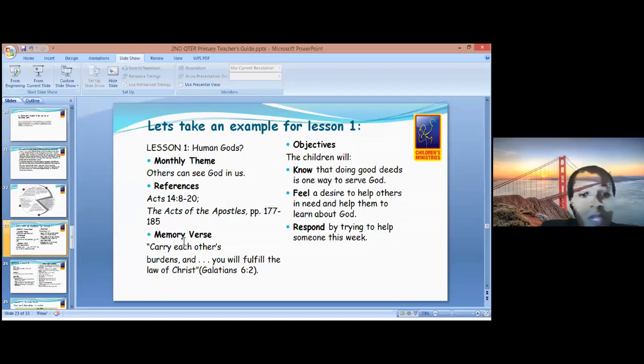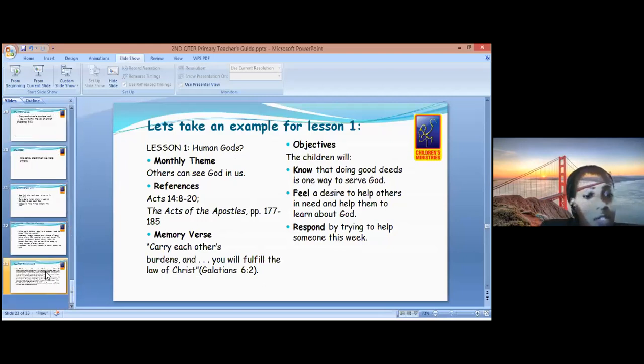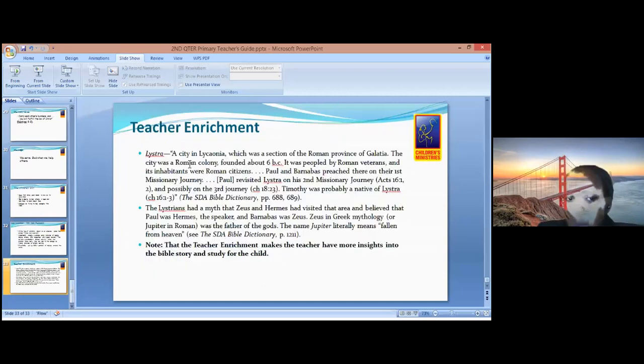Never leave a class without having learned the memory verse and where it came from, because this is where the gist comes from. And once a child learns a memory verse, this will also help us achieve our objectives. For example, when we look at this lesson, I would like to look at it in brief. It is about Paul and Barnabas. Let's look at the teacher's enrichment, which gives us a brief background of what the lesson is about.